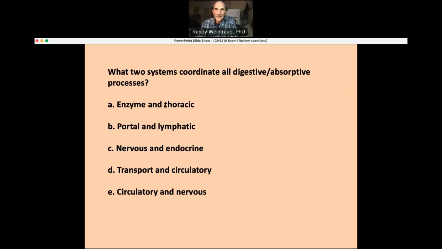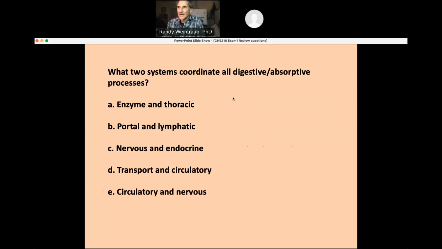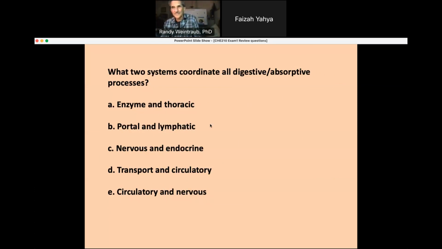The two systems that coordinate, work hand in hand, all digestive and absorption processes. Okay, that's both nervous and endocrine. So nervous system, that each of our parts of our GI tract sense and send signals to organs, but also endocrine, that involves the hormones.